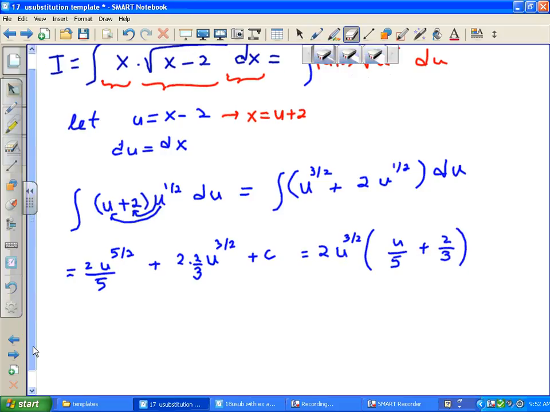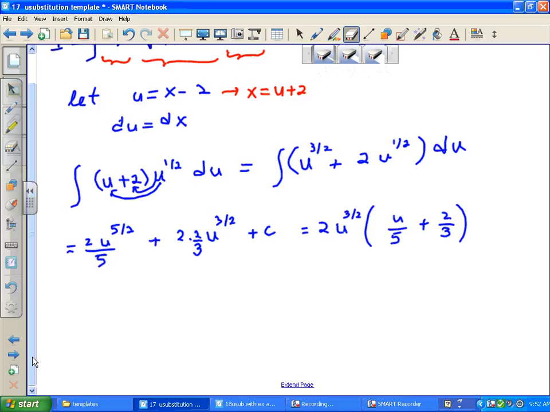Again, I'm going to bring in u in a minute, but could I simplify this even a little bit further? You could get common denominators if you wanted to, right? For example, this top and bottom multiply by 3, this top and bottom multiply by 5. So I can rewrite everything as 2 times u to the 3/2 times (3u plus 10) on the top, divided by 15. Again, I can put the 15 in there, or I can pull the 15 outside. Either way you do it is fine.